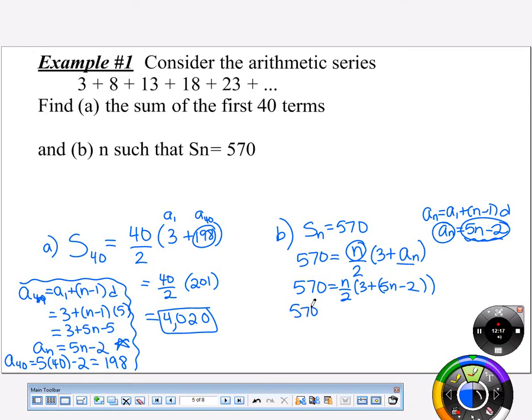So now I'm going to have 570 equals n over 2. And when I simplify what's in this parentheses, I get 5n plus 1. I'm going to multiply both sides by 2. So I get 1,140 equals n times 5n plus 1. And I have a quadratic on my hands. So I'm going to go ahead and simplify this quadratic. So I get 5n squared plus n. And I want to set it all equal to 0.